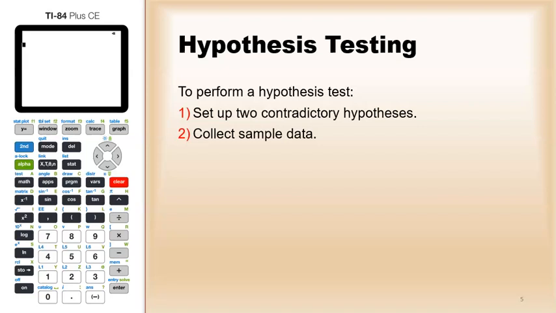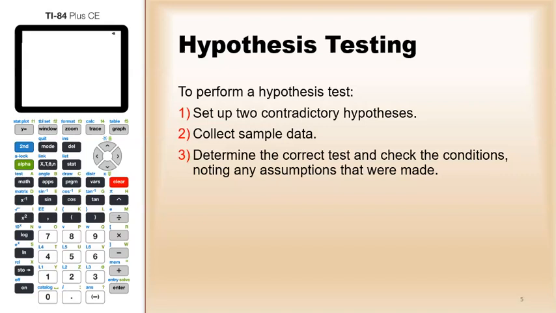After we have our hypotheses, then we collect the sample data. From there, we would determine the correct test and check the conditions, noting any assumptions that were made. Right now, we've only dealt with one type of test, and that's the randomization and simulation test. But we'll have other ones coming up.